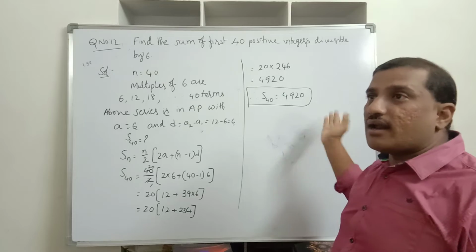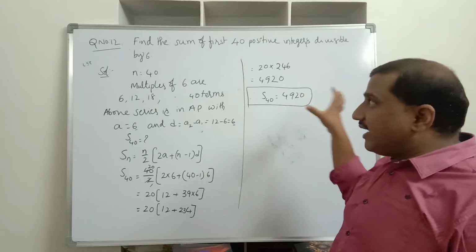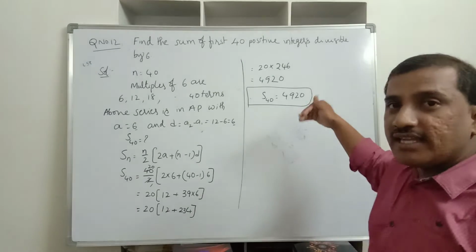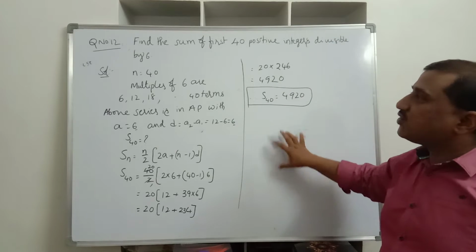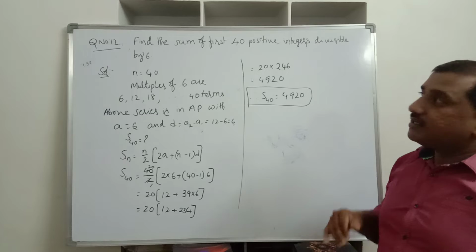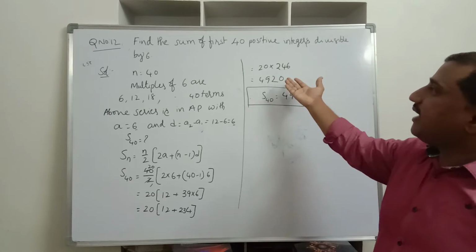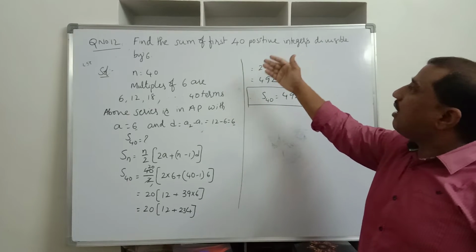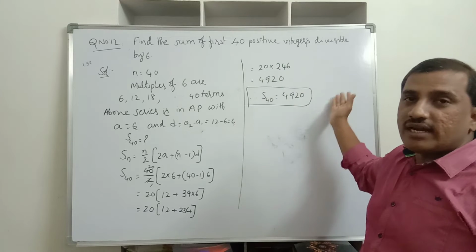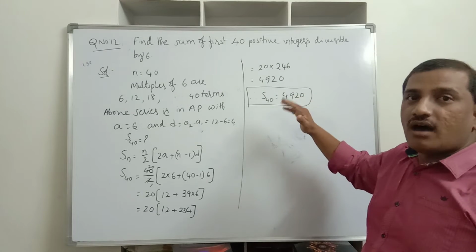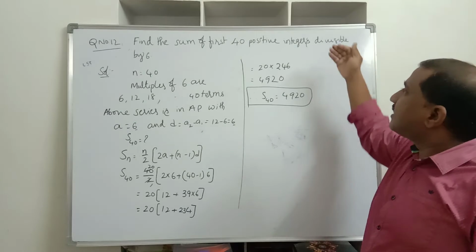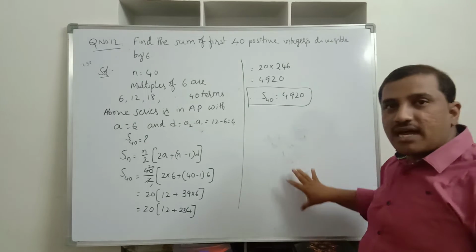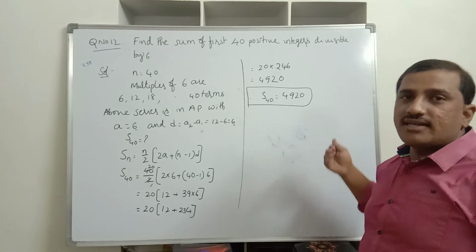Or between 100 to 200, find the sum of the multiples of 6. Such kinds of sums also use the same concept. One more concept: find the sum of all odd numbers from 1 to 20, or the sum of all even numbers from 1 to 20. Such sums also use this concept and we will find the required sum.